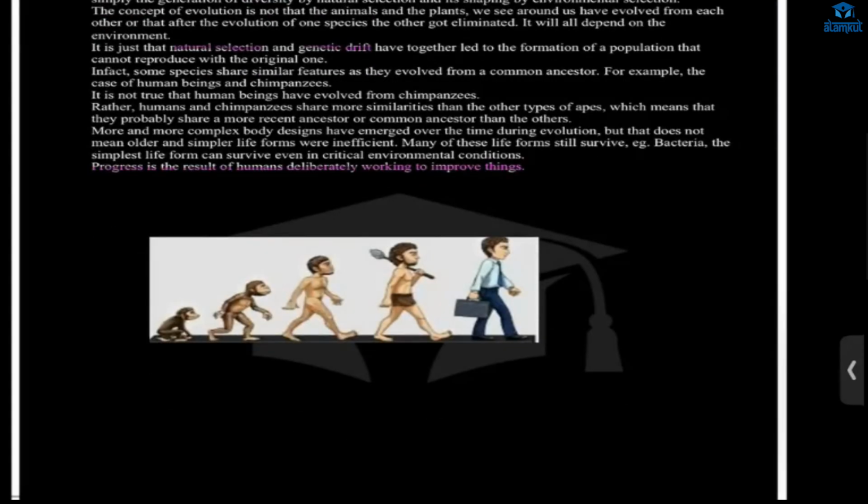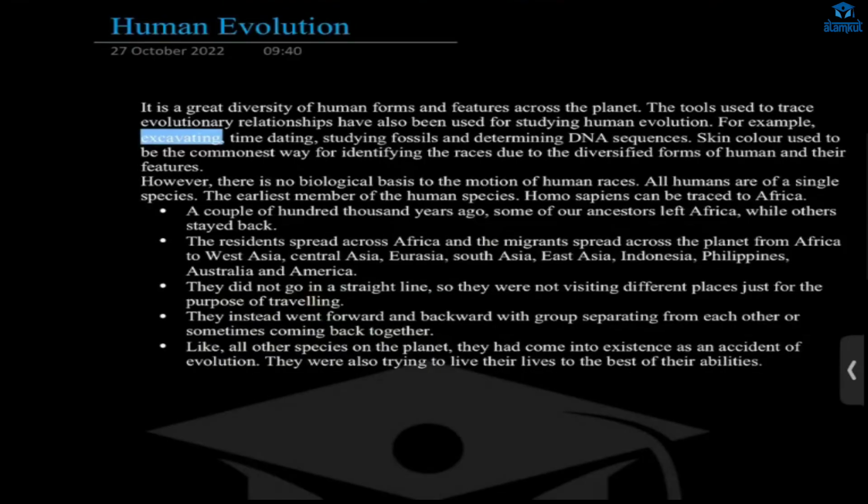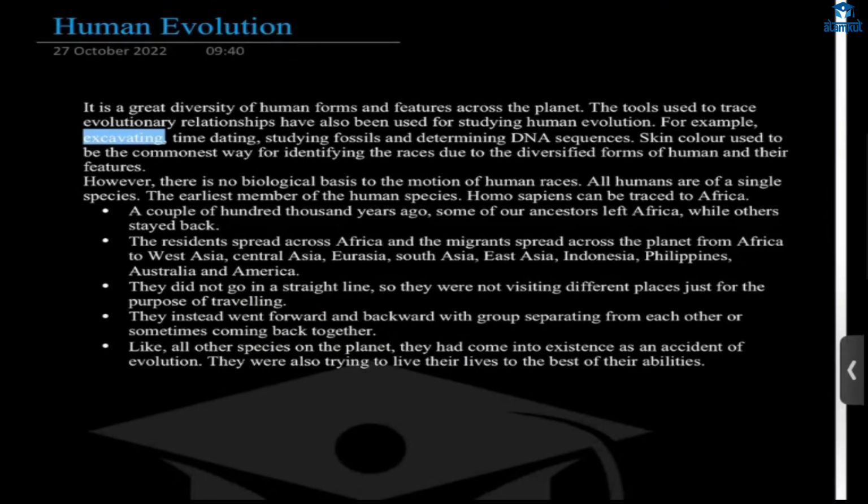Next, we have human evolution. The tools used for studying human evolution and the evolutionary relationships between organisms are: first, excavating, that is digging, time dating, studying fossils, and determination of DNA sequence. Before, skin color was used for the diversity of humans, but now we have fossils and DNA.